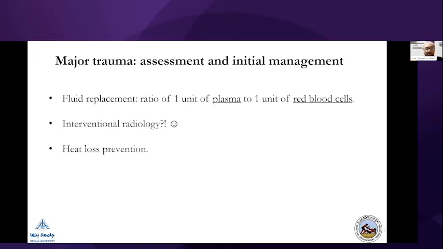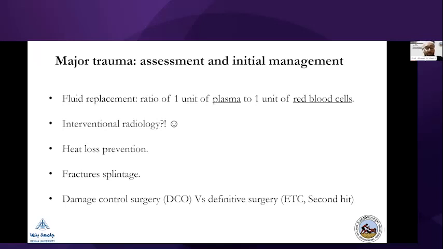Heat loss prevention is a very basic thing, but it's overlooked in many cases. So you keep the patient exposed while doing the x-rays, while doing the slabs, and then the patient loses some heat. And hypothermia is one of the triad of death, if you remember. So we need to keep the patient away from hypothermia and decrease the heat loss. Do the fracture splintage, and then we start to look after the limb itself.